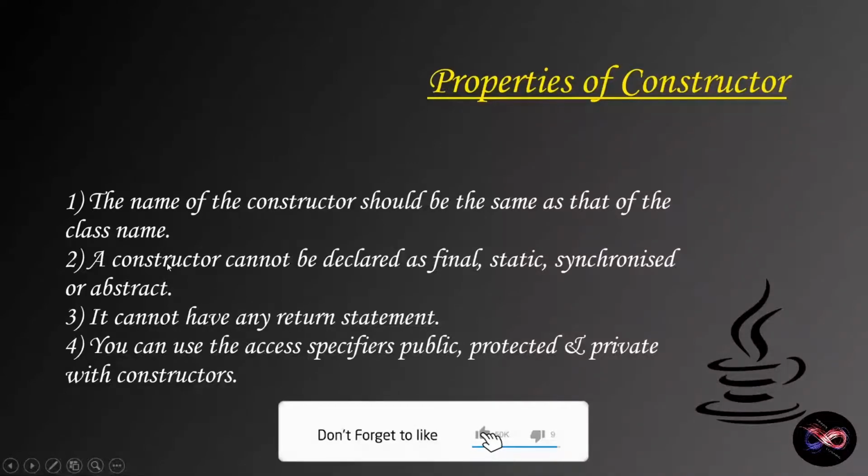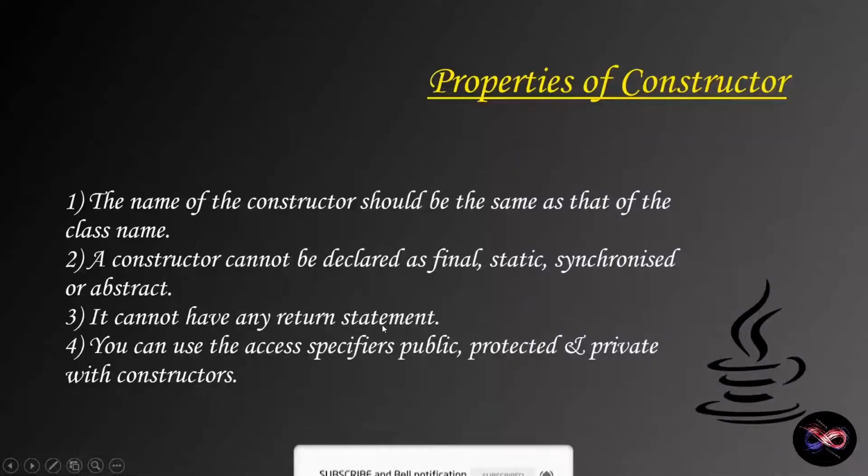The third property is that it cannot have any return statement, like I discussed in the definition part, that it is a special kind of method which does not have any return statement. And lastly, you can use the access specifiers public, protected, and private with constructors. If you see, 2 and 4 are connected: you cannot use final, static, synchronized, or abstract with a constructor, but you can use public, protected, or private. So a constructor can be public, protected, or private. You need to keep in mind these 4 rules while creating a constructor.